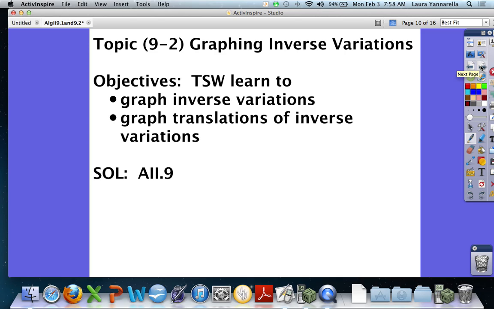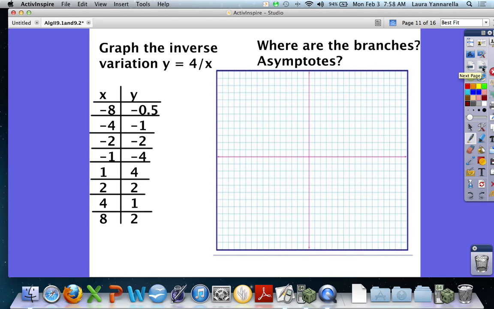Okay, now to graph inverse variations, I want your calculators out and on, and I want you to be in the equation editor. So, first thing I want you to do is go to the y1 equals key and type in 4 divided by x and graph it.